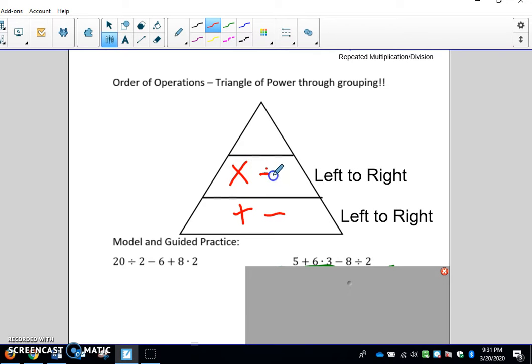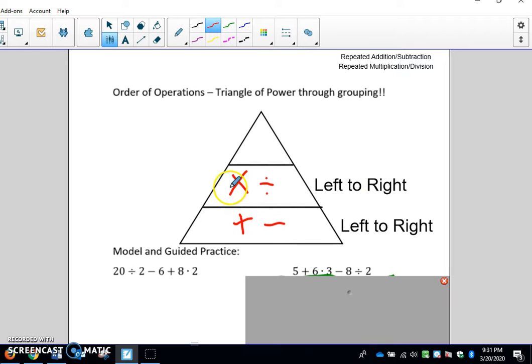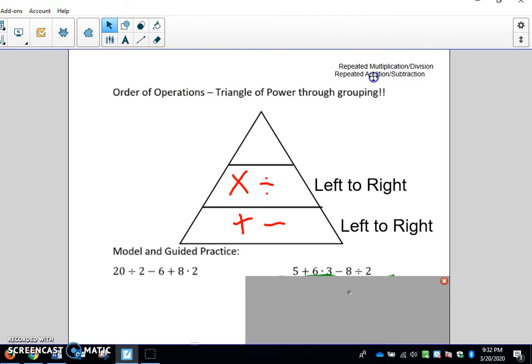Now you might ask, why is it that I have to do multiplication and division before addition and subtraction? Well, if you think about multiplication, multiplication really is repeated addition. And because of that, when I think about this as groupings, I have to break down that repeated addition before I get to simple addition. I have to attack the strongest group first.